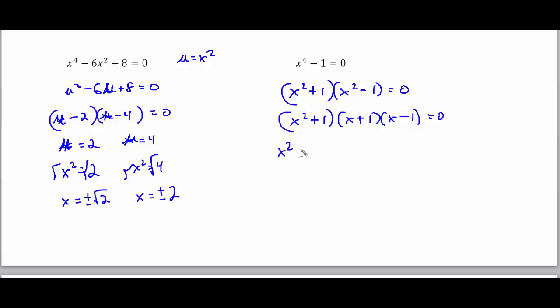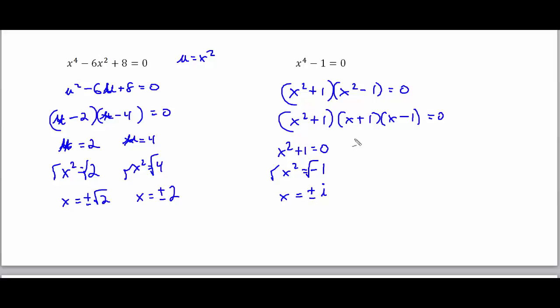I'm going to have my x squared plus 1 equals 0. If I solve for this, this is my first set right here. I'm going to subtract 1 from both sides. So x squared is equal to negative 1. Take the square root of both sides. x is equal to plus or minus i. So I've got two solutions there.